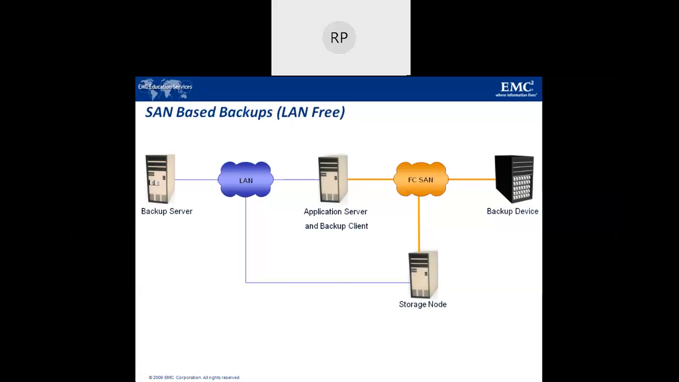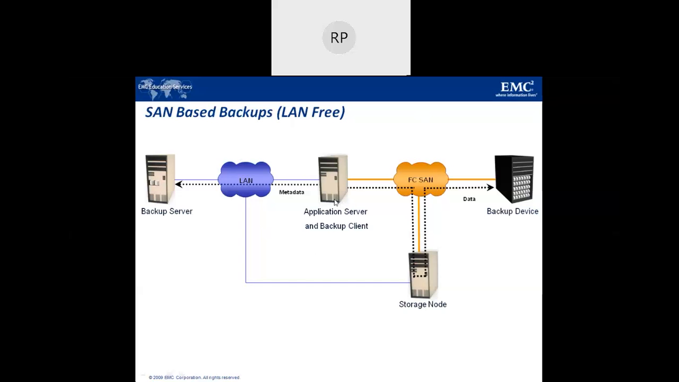And if a client sends the data to be backed up to the backup device over the SAN, here you can see the client is going to send the data to the backup device through this FC SAN. It means you are not going to use the LAN to store the backup data onto the backup device. You use the LAN just to share the metadata information with the backup server.